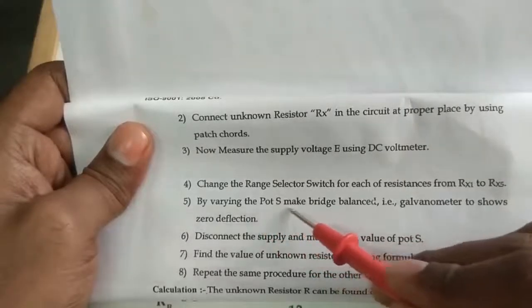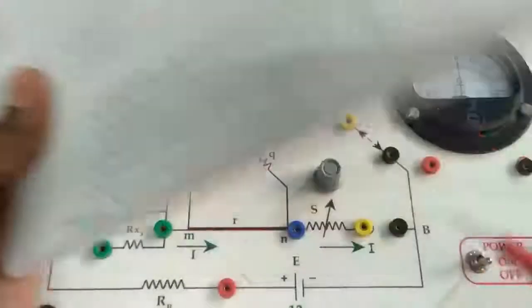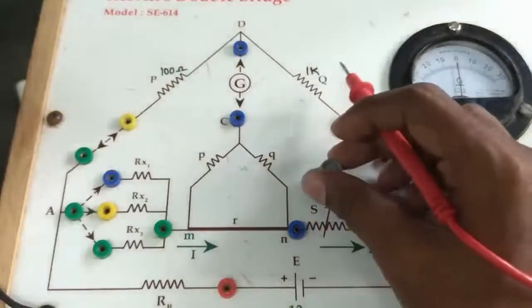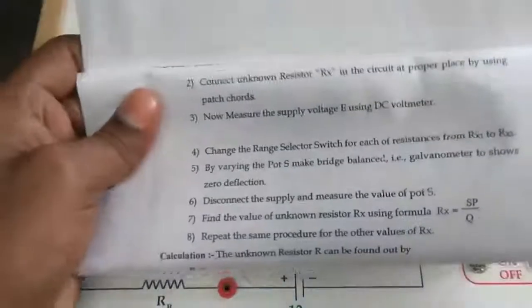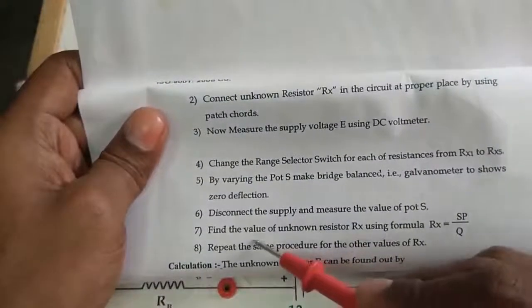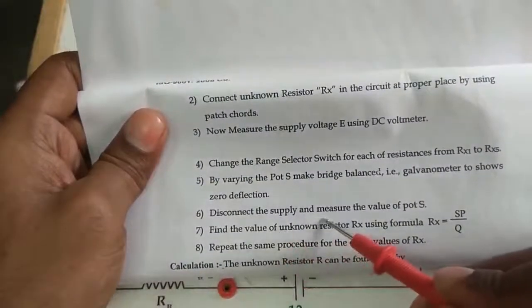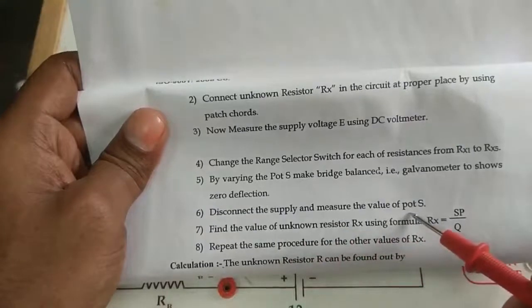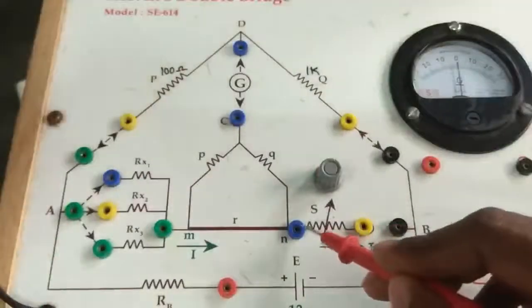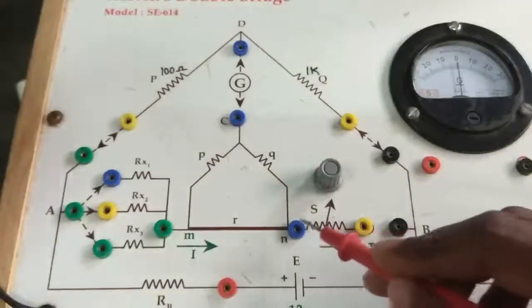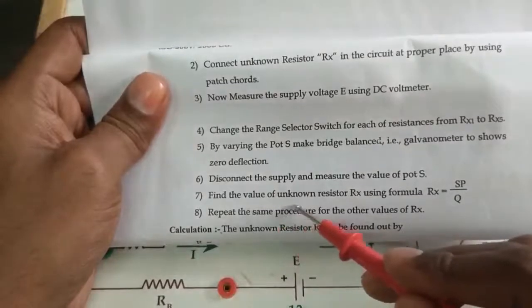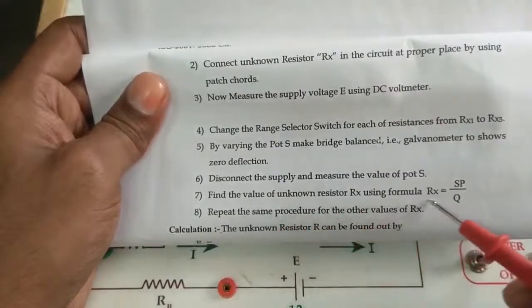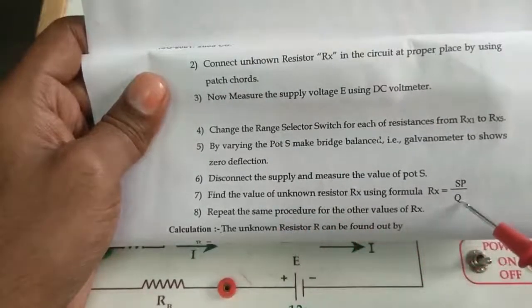By varying the pot S, make the bridge balance. This is the pot; with the help of this, we will make the bridge balance. Disconnect the supply and measure the value of pot S. We will measure the value of pot S here at this test point. Find the value of unknown resistor Rx using the formula Rx equal to SP by Q.